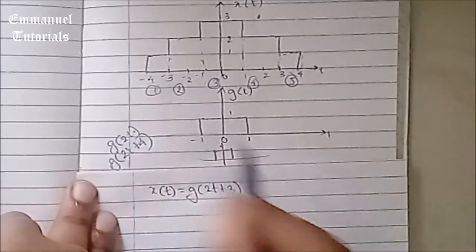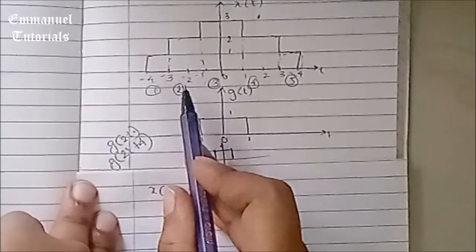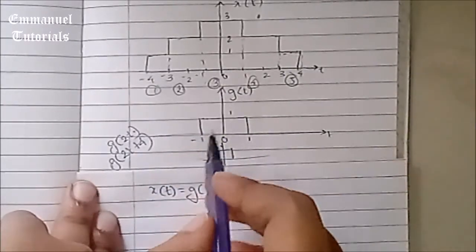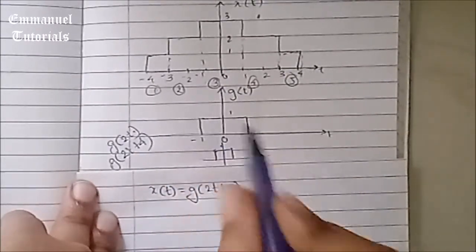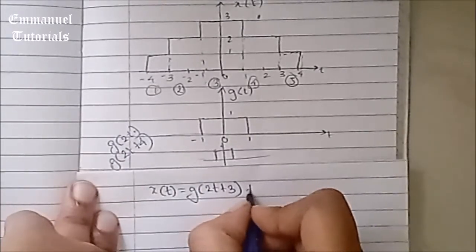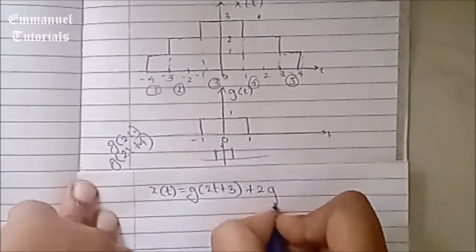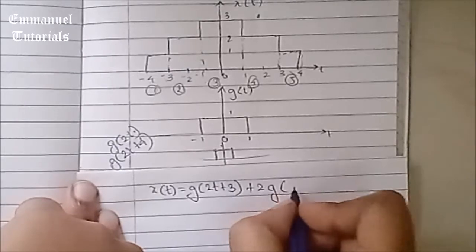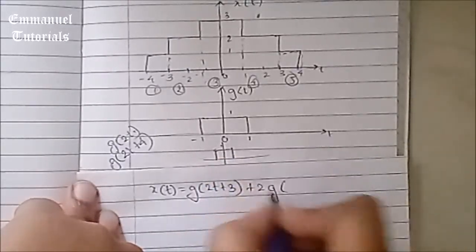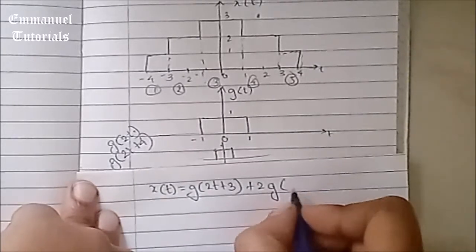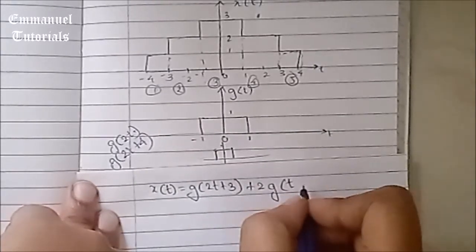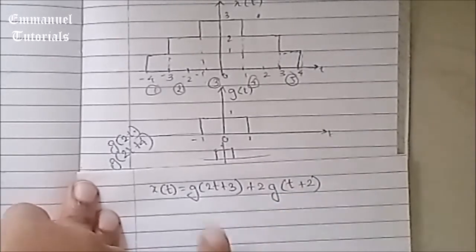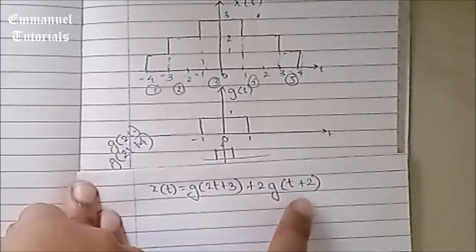Now we'll go to the next portion. This is g of t plus how much of shift? 2. And how much of amplitude change? Again 2. So it will be plus 2g of t. The time duration is not changing because it's from -3 to -1, so you can just keep it as it is. It will be t plus 2. So g of 2t plus 3 plus 2g of t plus 2.